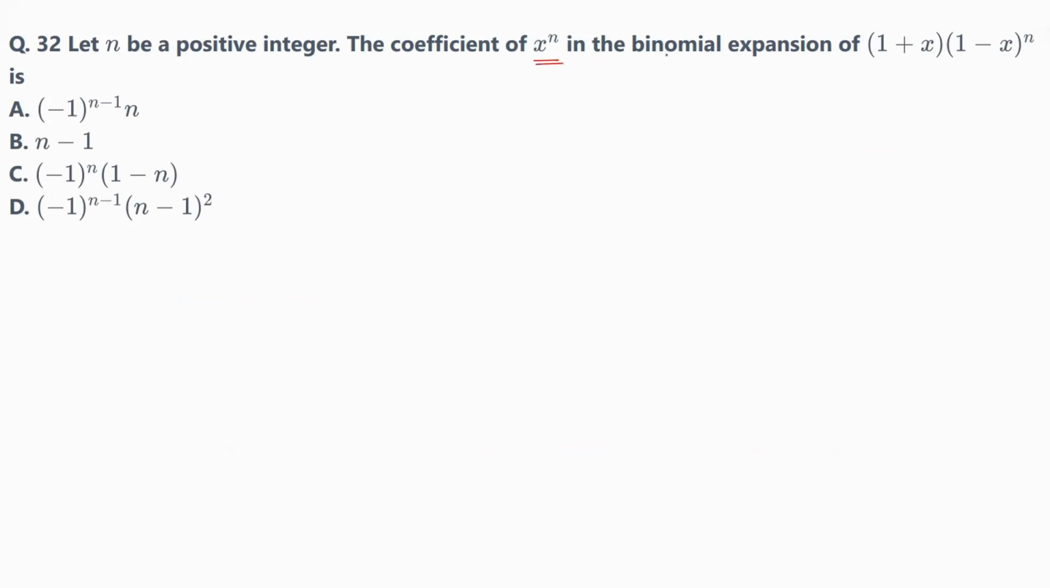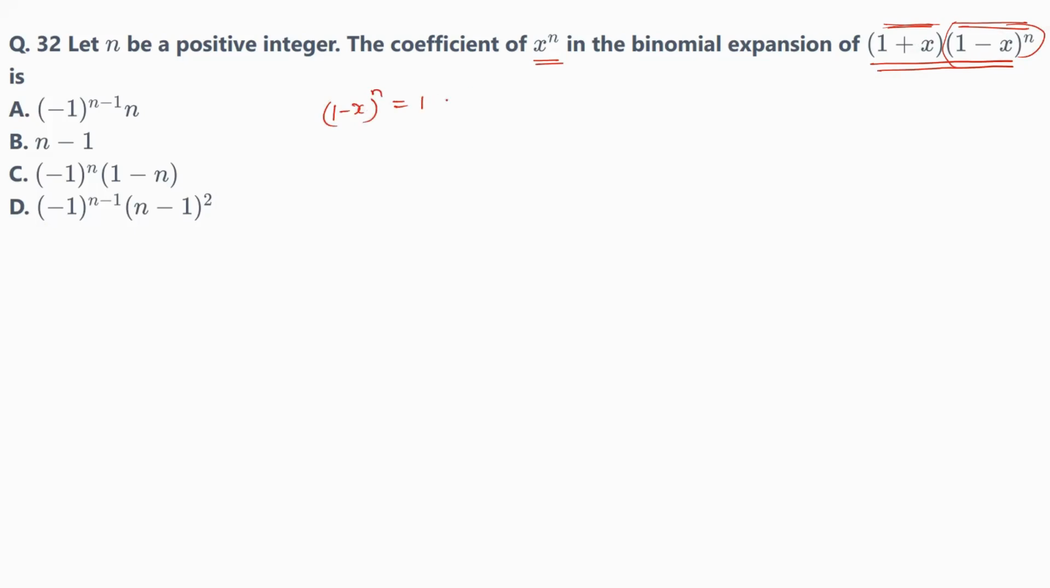The coefficient of x power n in the binomial expansion of (1 + x)(1 - x)^n. Okay. Now, what do we want? We want the binomial expansion of this, and this is constant. We don't need to worry about it. We want to look at this one's expansion. So, what is that? (1 - x)^n.